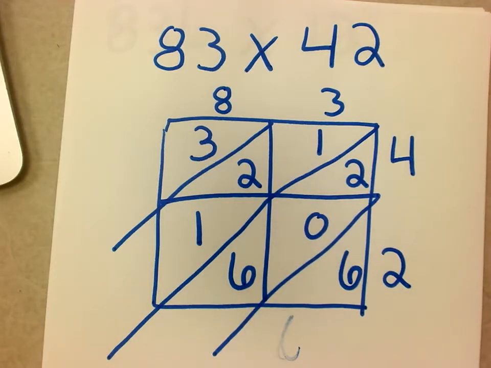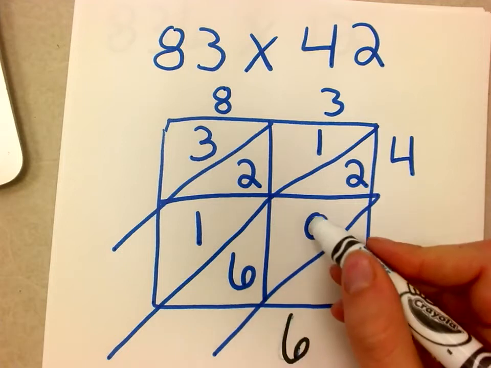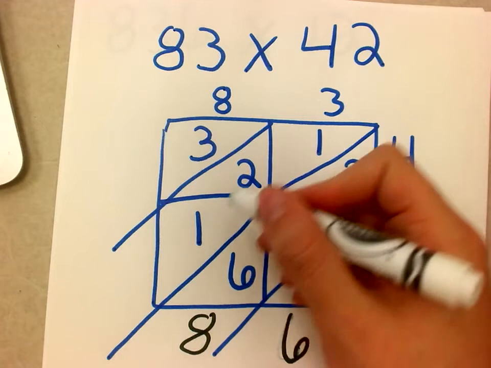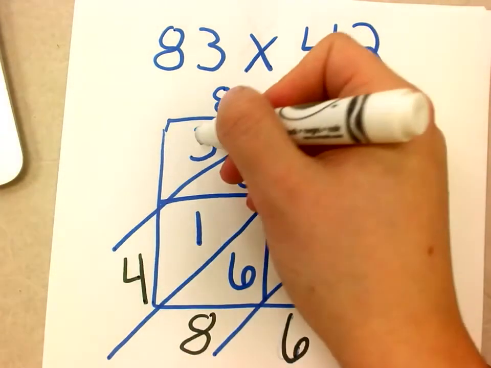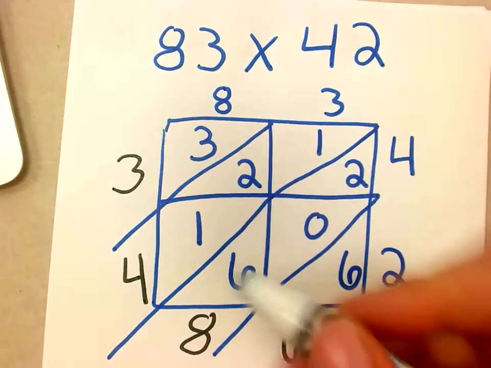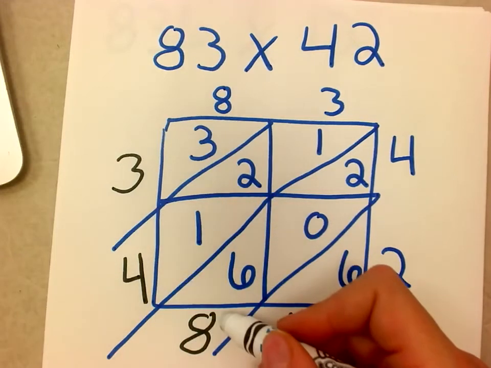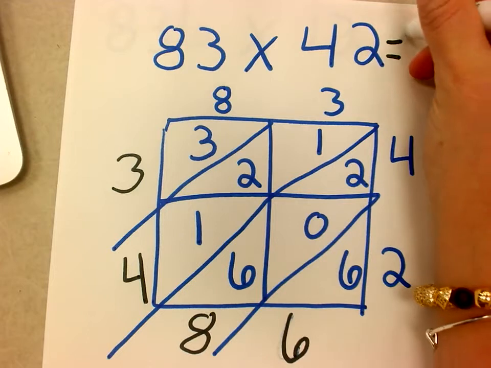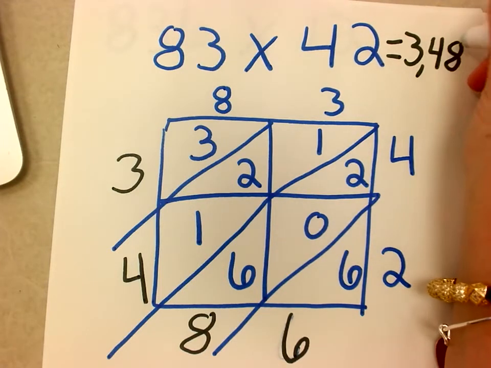I'll switch my marker color. So this would be 6. Now this row has a 6, a 0, and a 2, so that would be 8. 1 2 1 would be 4. And then 3, there's nothing else in that value. And then I read the answer going this way. So 3,486. So 83 times 42 is 3,486.